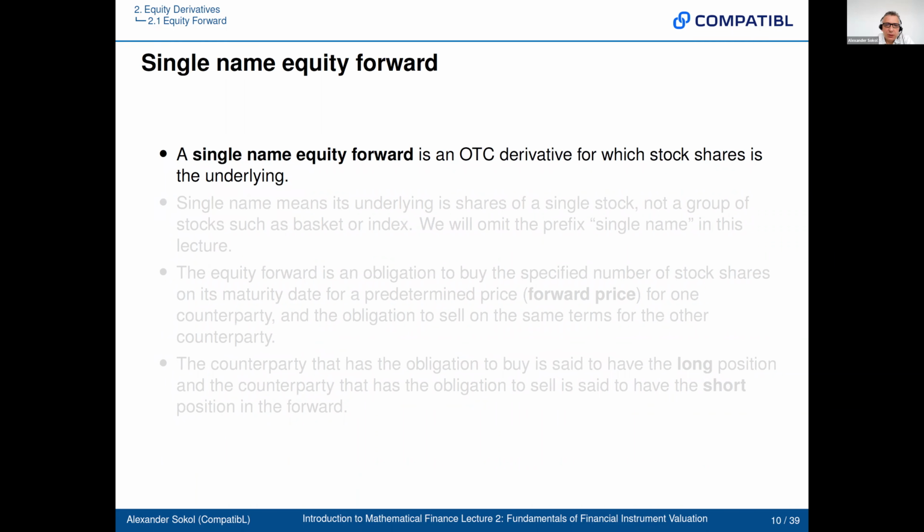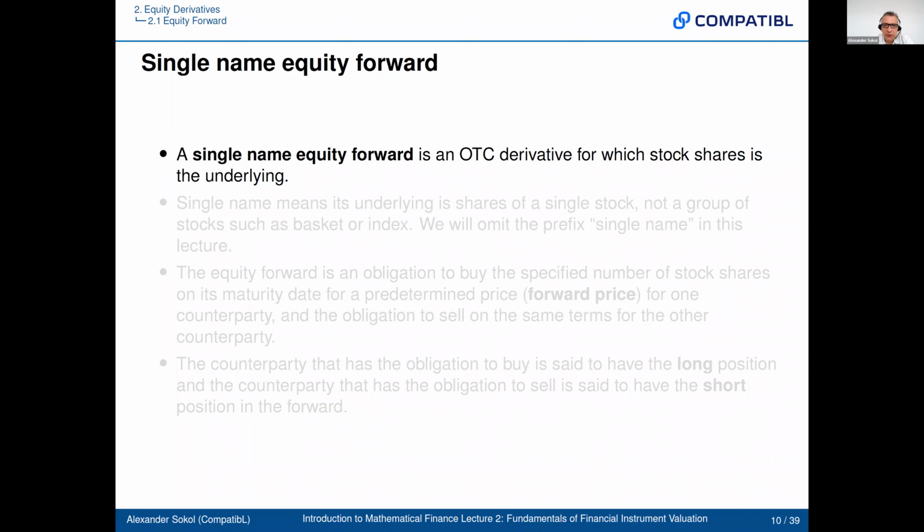Okay. So the simplest equity derivative is the single name equity forward. A single name equity forward is an over-the-counter derivative in which stock shares are the underlying. There's a very similar security, which is a slightly different type of derivative, called equity futures. It's beyond the scope of this lecture to discuss the difference between them. They're very similar. One is traded over the counter, and that's the one we will study. The other one is traded on an exchange.